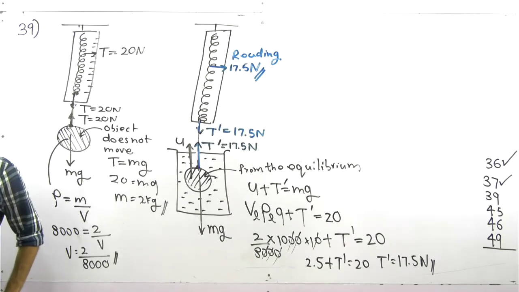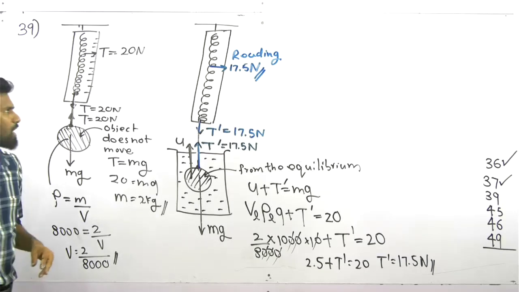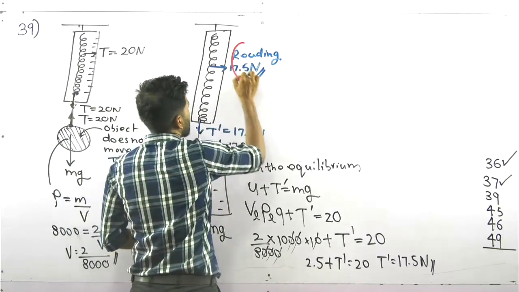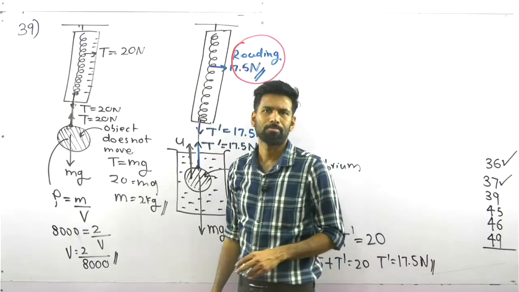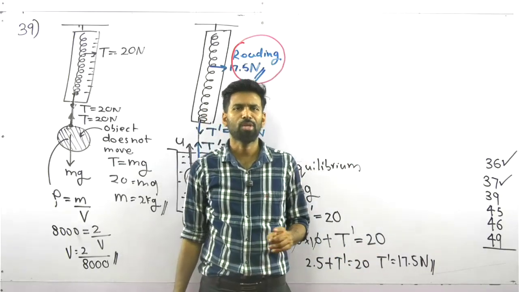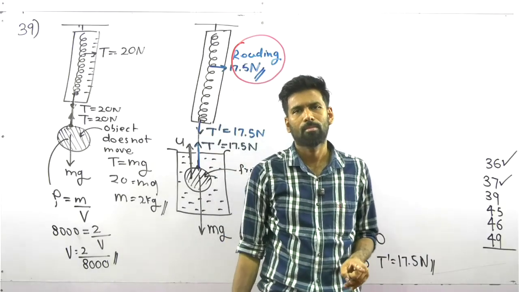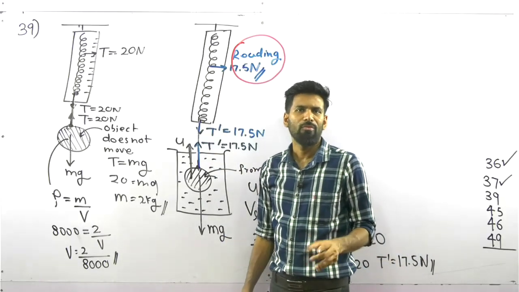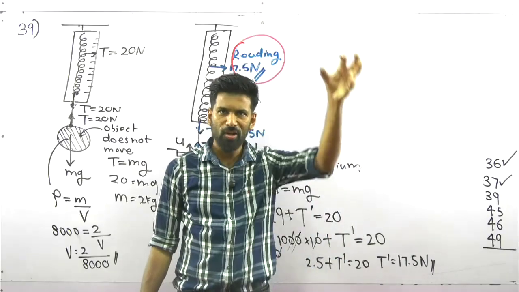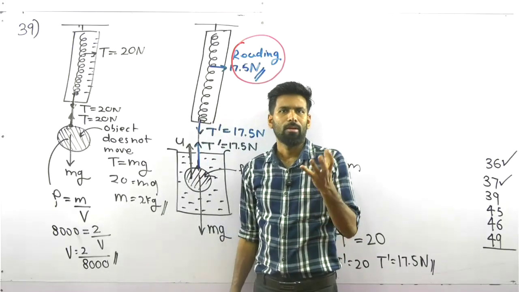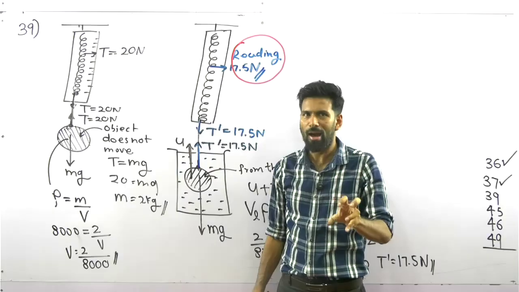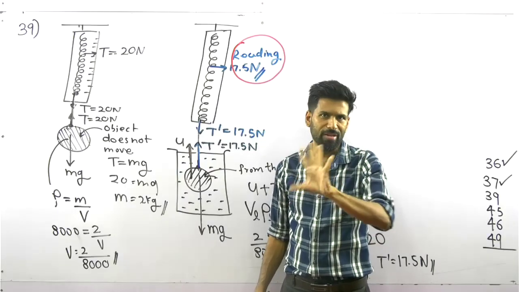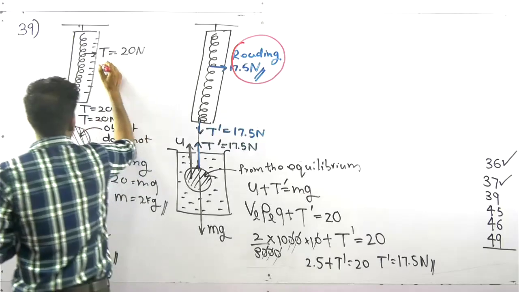If you have done this in school, what is the special name for this reading? You have to remember it. When an object is attached to a spring balance, and when the object is in air, the reading is the real weight. So it's the real weight.